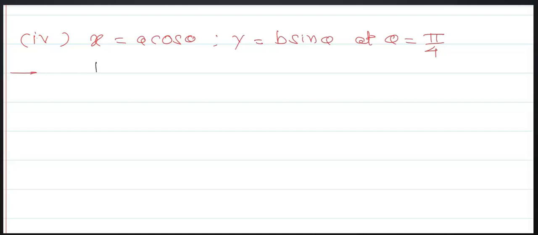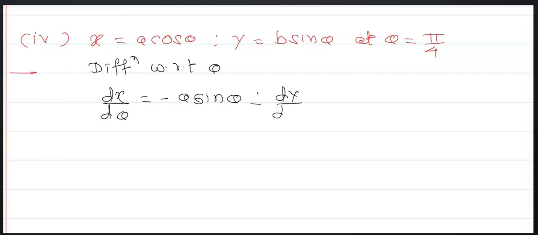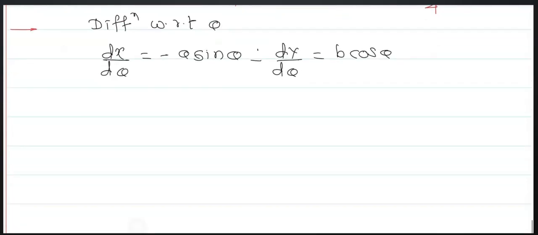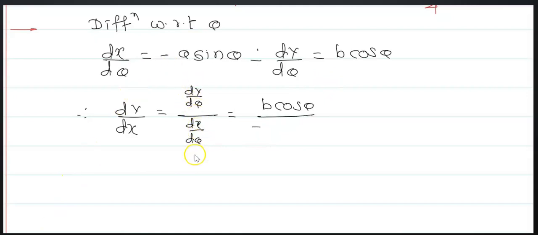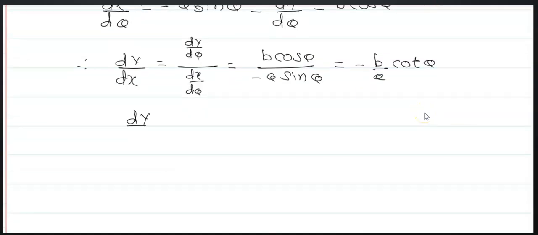the fourth one. x = a cos θ, y = b sin θ, θ = π/4. Now differentiate this with respect to θ. Therefore, dx/dθ = -a sin θ, dy/dθ = b cos θ. Take the ratio, (dy/dθ)/(dx/dθ), b cos θ upon -a sin θ, that is -(b/a) cot θ. Therefore, dy/dx = -(b/a) cot θ.